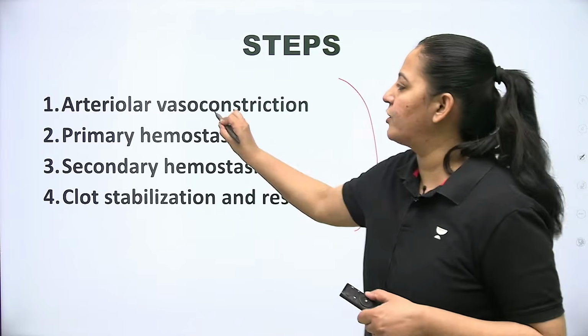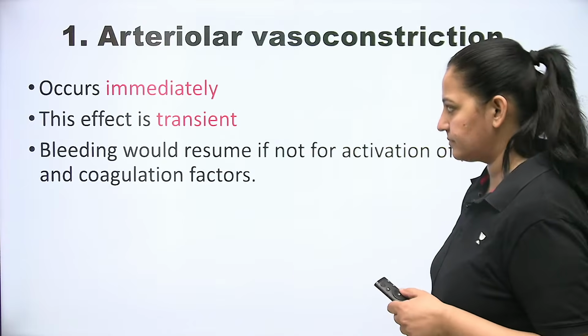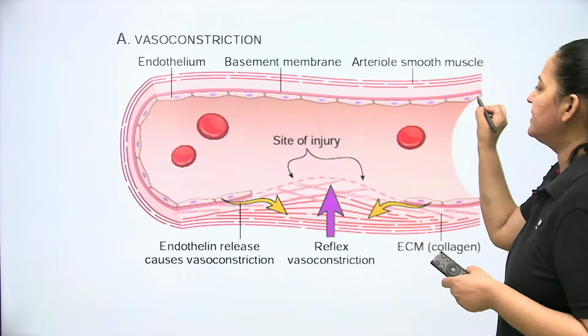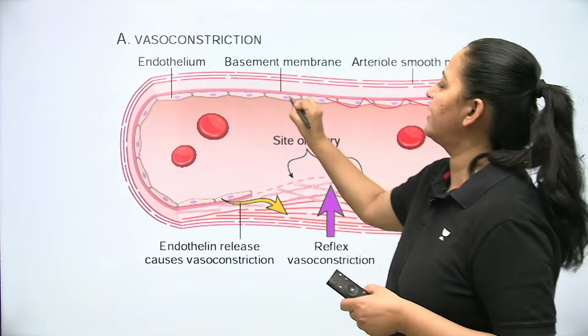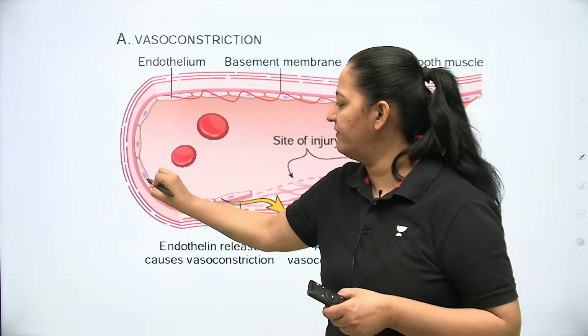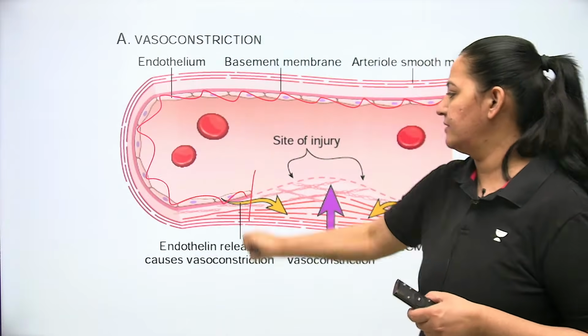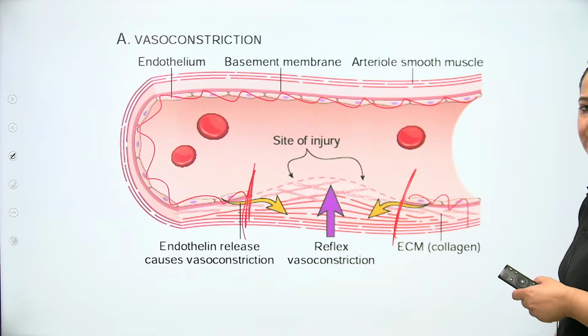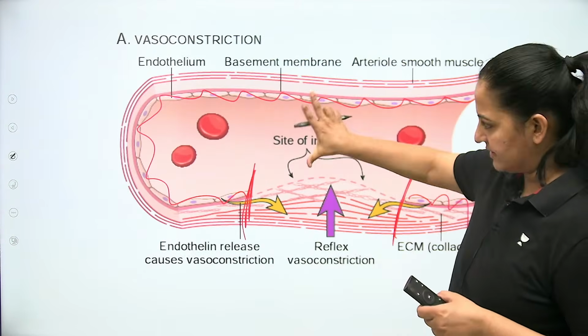So the first step is arteriolar constriction. See the diagram. As soon as the patient has an injury, can you see the blood vessel? See, the endothelium is intact everywhere. There is an injury here. This is the site of the injury. Can you appreciate the site of the injury? At that site, there is vasoconstriction.